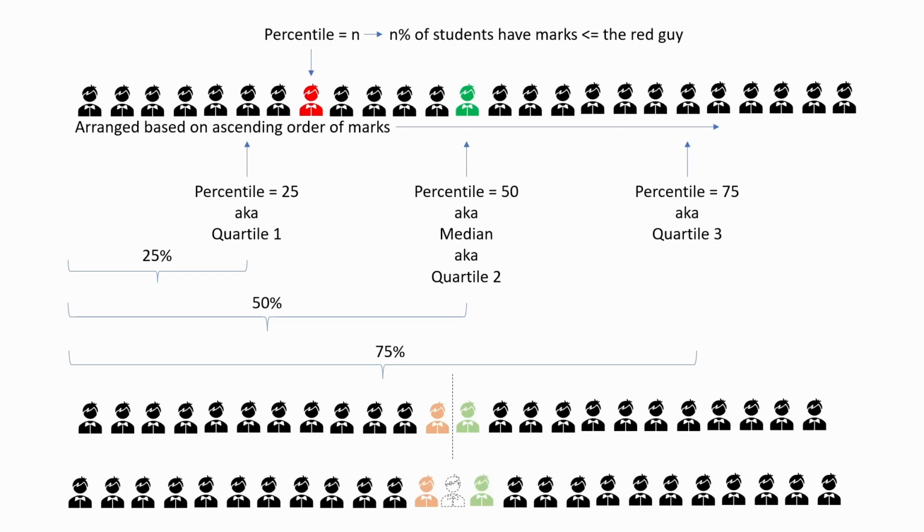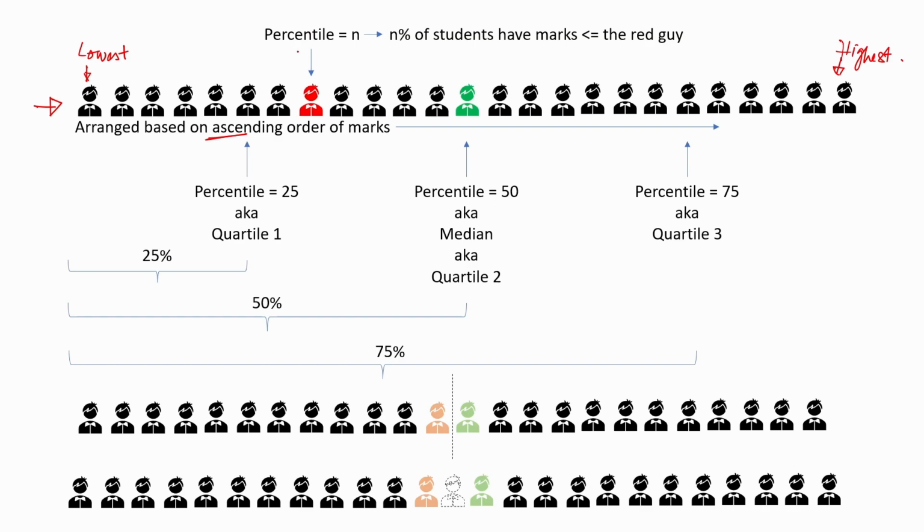So consider this information. Suppose the students in a university, college, or school are arranged in ascending order of their marks. This is the order in which the students have been arranged. This is the lowest scoring student, and this is the highest scoring student. So that means it is the ascending order.